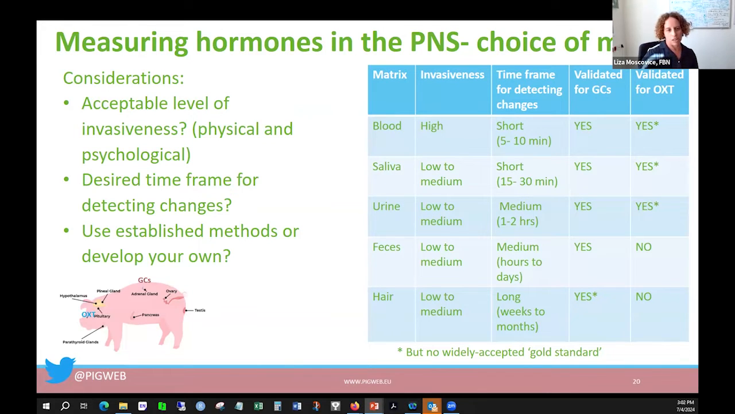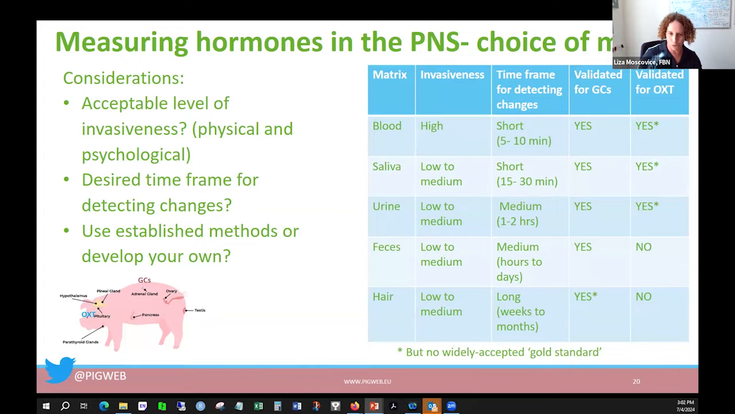And you want to also think about if you want to use a very established method or if you're going to try to develop your own method for measuring the glucocorticoids, and I would say many steroid hormones. There's really established methods in many matrices. For measuring oxytocin, which we're going to focus on today too, which is, if you remember, a peptide hormone or a protein hormone, these, in general, the peptides and the protein hormones are harder to measure peripherally. We do have validated methods, but no widely accepted gold standard.